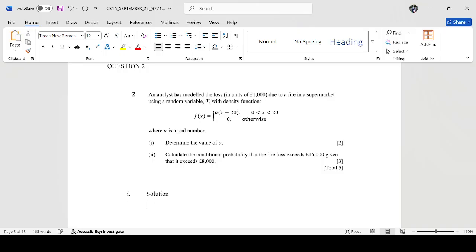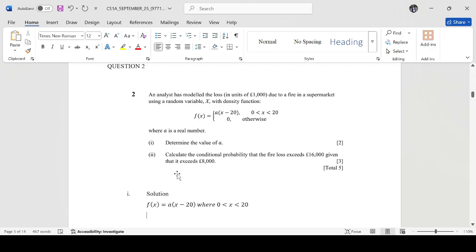Remember that we have been given our probability density function, so we can insert our equation editor. We know that f of x is equal to a times (x minus 20), where we've been given that the value of x lies between 0 and 20. So that is our limit.